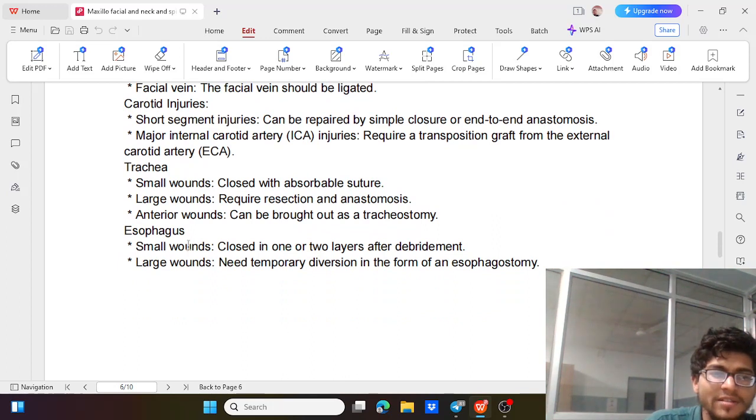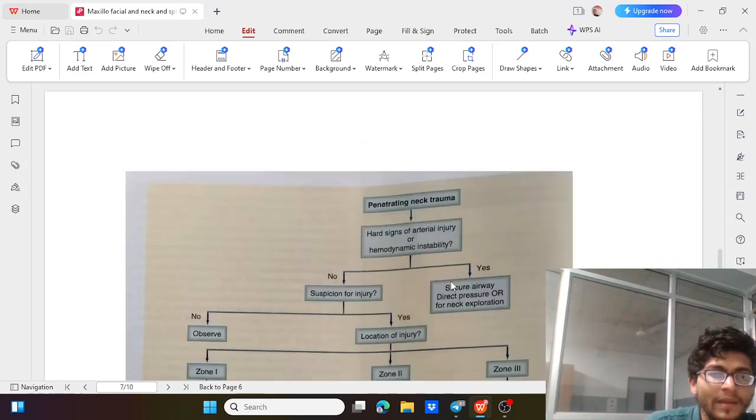In case of esophagus, small wound, again we'll close in 1 or 2 layers after cleaning it and debridement. And in case of a large wound, we need some form of diversion, that is esophagostomy, so that we can manage the wound temporarily and later do a definitive anastomosis.